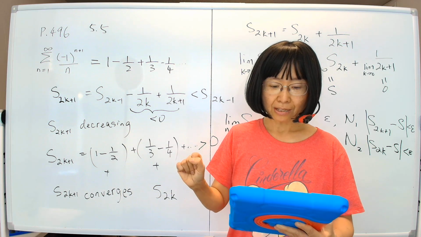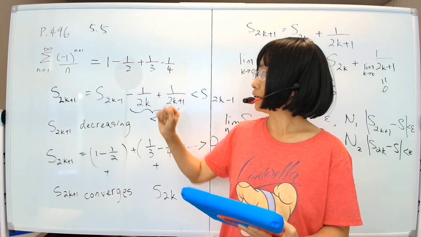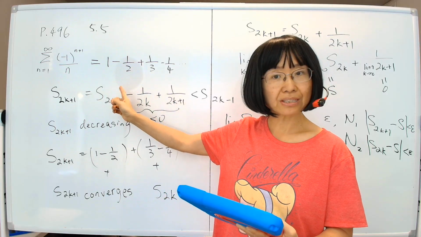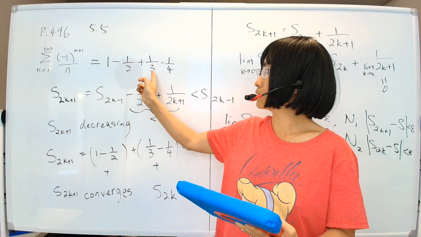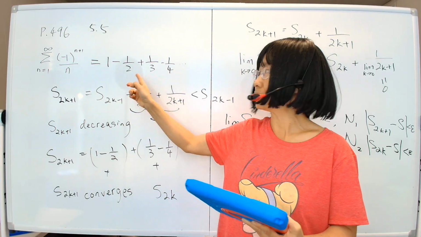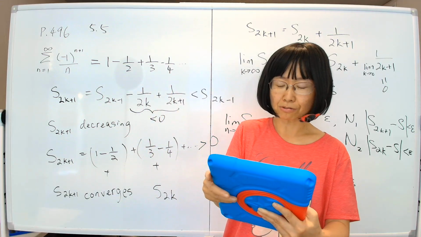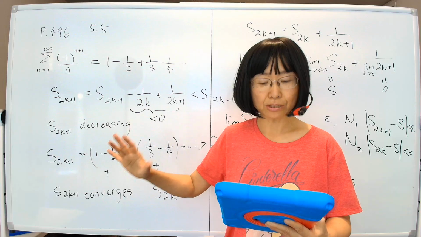Number one, the b_n has to be bigger than b_(n+1). That is, without considering the sign, this term has to be bigger than that one, and this has to be bigger than that one. Each term has to be bigger than the following one, okay? Or equal to. Equal to is okay. It has to be bigger than or equal to.